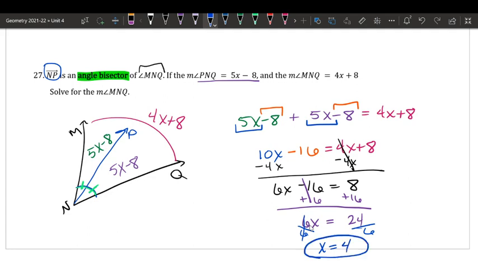Is that what it asked for? Did it ask for x? No. It says solve for the measure of MNQ. MNQ is what I did in pink. Okay, so this is MNQ. And I want to solve for the measure of MNQ.